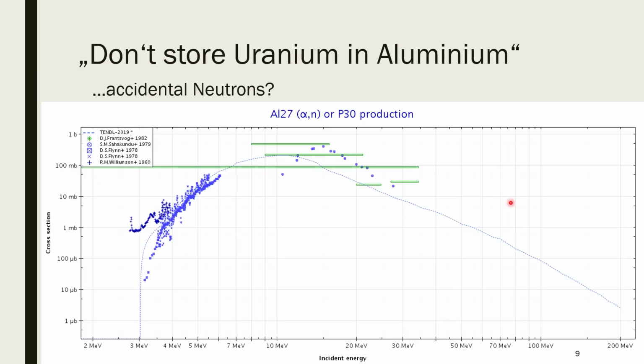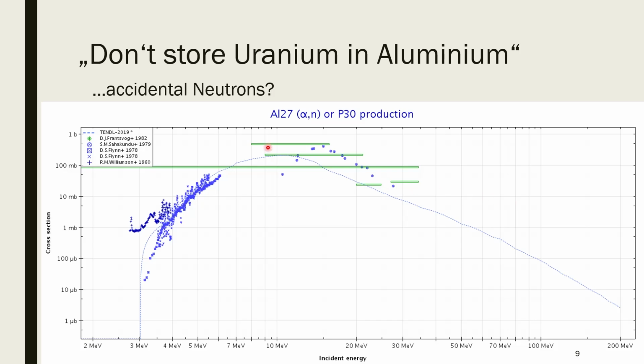"Don't store uranium and aluminium because you might accidentally create neutrons." This is a saying from Radioactive Drew on YouTube. I don't watch his YouTube videos, but I get sent some of his videos by some friends of mine. And maybe he has now corrected his statement. But I remember that he said in one video that you should not store your alpha emitters, in this case, for example, uranium, in aluminium because you could create neutrons.